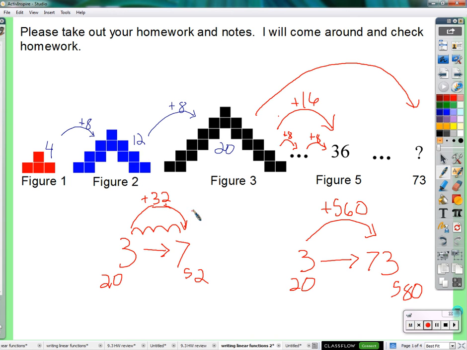Let me ask this question. Who took 73, the figure that we're trying to find, and multiplied it by 8 because it steps up by 8 every time? Yeah, that was the first time I did it. That's what you did at first? Yeah, then I subtracted 4 on figure. Why subtract 4?